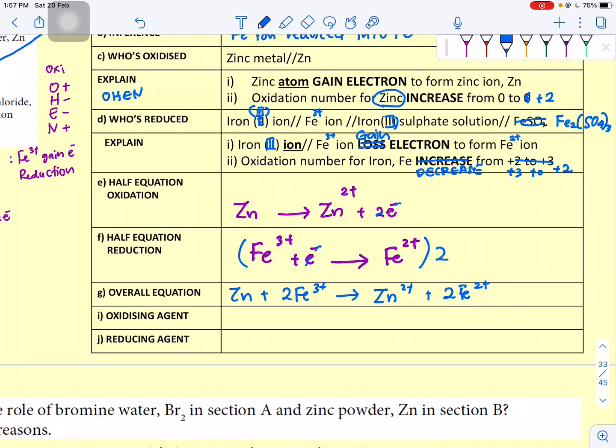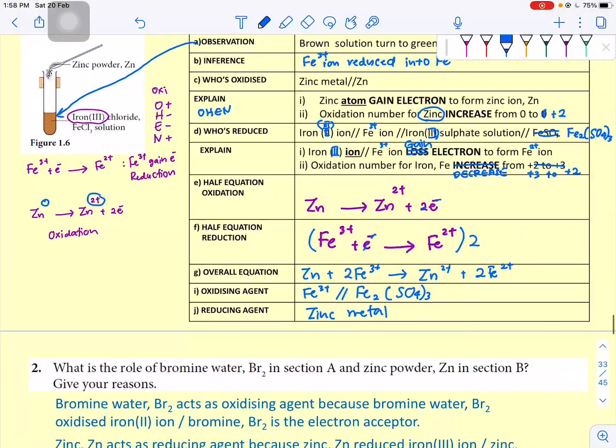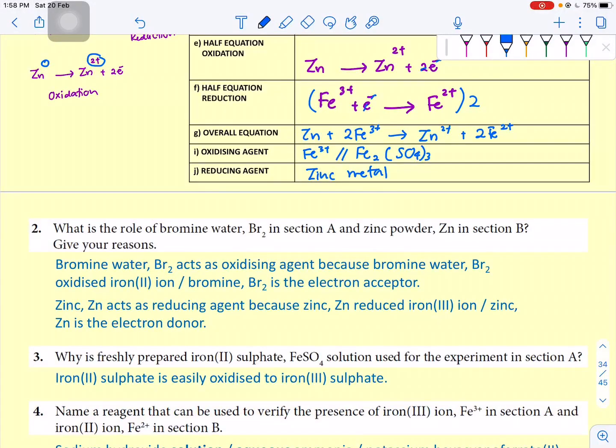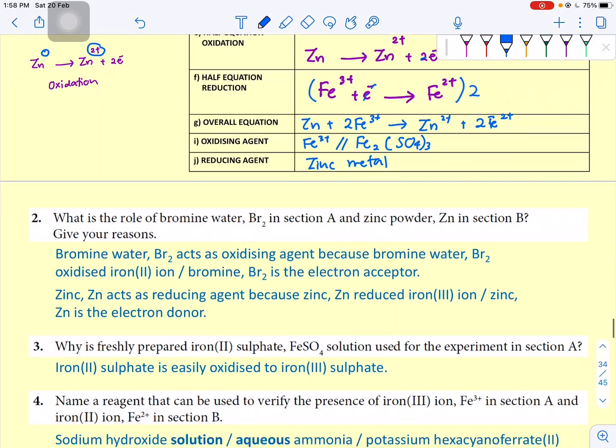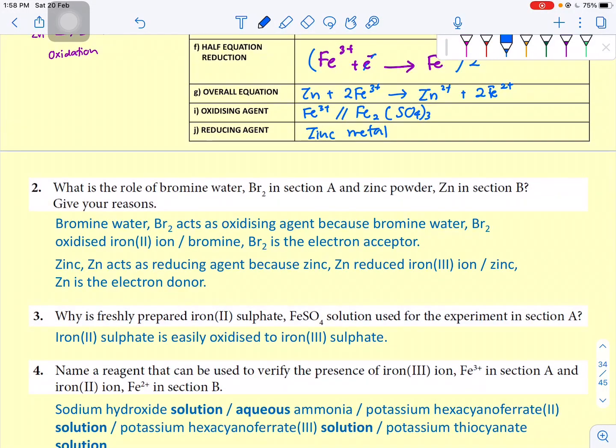Who is oxidizing agent? Dia mesti benda berlaku reduction. So apa tadi? Dia adalah Fe3 plus. Ataupun you boleh bagi nama penuh dia pun boleh lah. Ataupun you want to write down iron 3 sulfate Fe2SO4 also can. Reducing agent, dia adalah zinc metal. Okay, so this is the guideline how you can write the answer. So tadi kita buat kotak untuk senangkan faham. Ini guideline macam mana nak tulis.